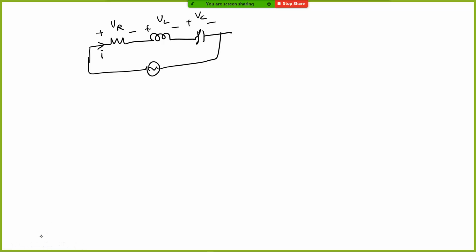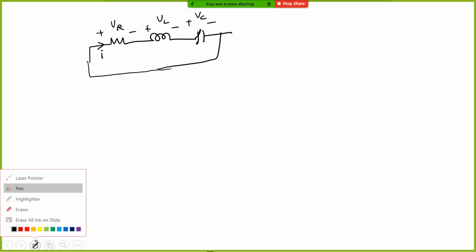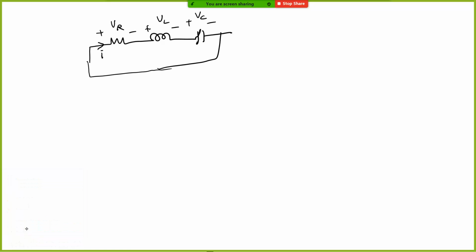So you can write an expression for this. Right now we are talking about a source-free circuit, so let's say there is some initial condition. We can write a KVL equation and say that the sum of voltages is equal to 0. So it is R times I plus L di by dt plus 1 by C integral of I dt equals 0.